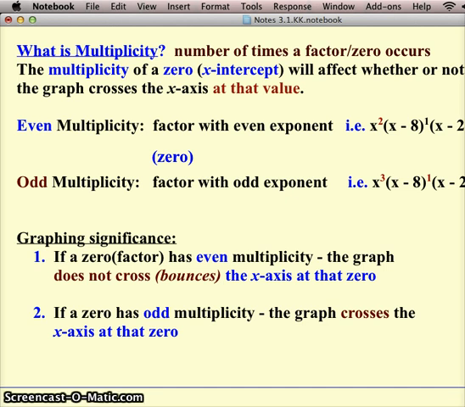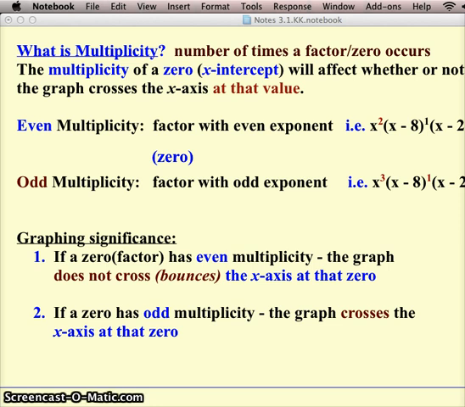And when you look at multiplicity, we'll talk about it as being even or odd multiplicity. And it has to relate to the exponent on the factor. And the key really for graphing is the even multiplicity, or those factors that have even exponents, because that has an effect on the graph. Odd doesn't. The effect will be more obvious when we start doing a graph, and I'll discuss it here with you guys for a second.